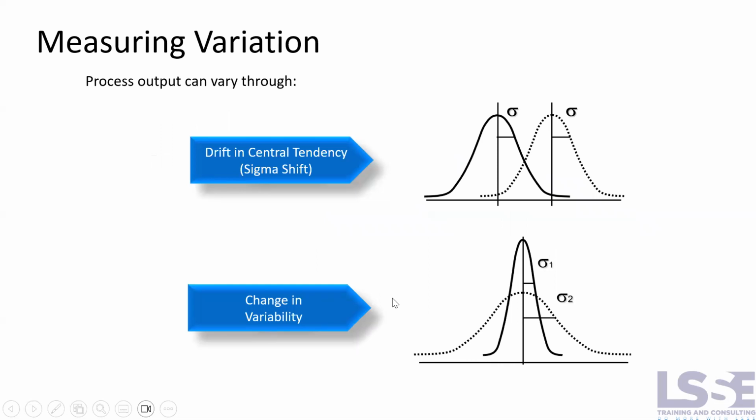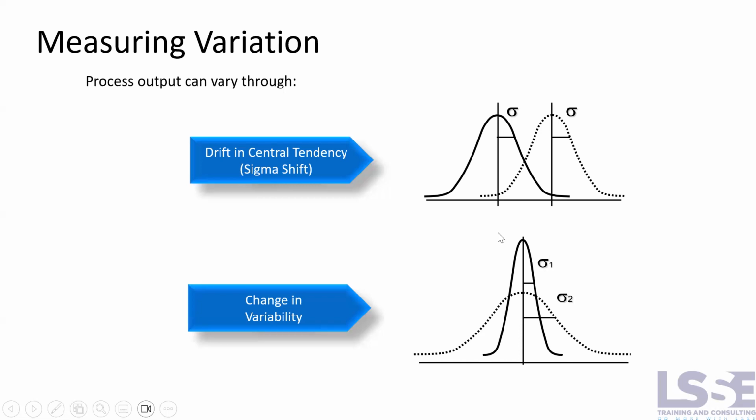In a process, 2 things can happen. There could be what we call a drift in the central tendency, a sigma shift. In the example we've shown earlier, let's say customer resolution time, it might be that in the first month of operation your average time is 5 minutes. So your distribution curve would probably look something like this. It's highest near the 5-minute time.